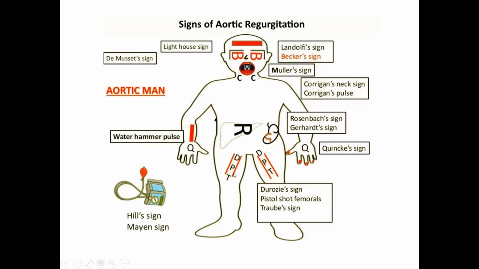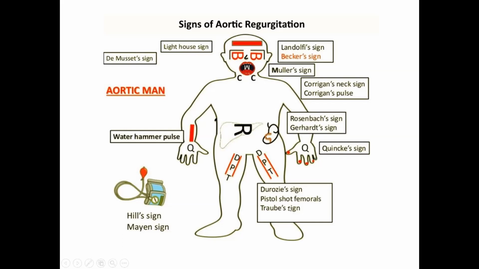Then Duroziez sign. We were discussing the Duroziez sign in the last slide, and it concerns the femoral artery, along with pistol shot femorals and Traube sign. All are in concern with the femoral artery. Then Hill sign and Mayne sign are in the BP of the patient, and also there is water hammer pulse. You remember all these signs; they are seen in aortic regurgitation.